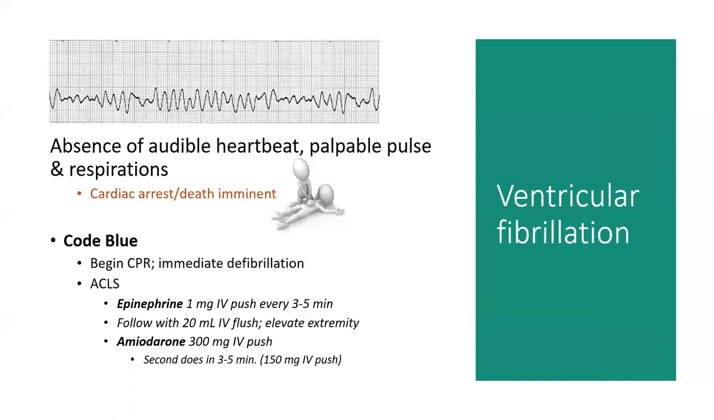Follow with a 20 mL IV flush, elevate the extremity, amiodarone. And remember, we elevate that extremity to make everything go faster. Amiodarone, 300 milligrams IV push, second dose in 3 to 5 minutes, 150 milligrams IV push.